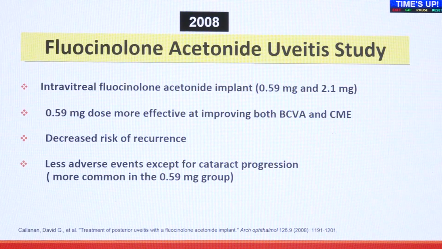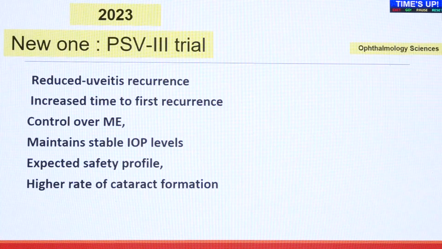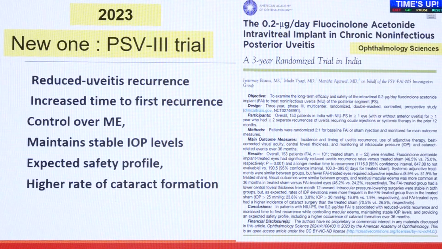The Fluocinolone Acetonide Uveitis Study showed that the intravitreal fluocinolone acetonide implant 0.5 milligram decreased the risk of recurrence, with fewer adverse events than the Retisert. So we participated in the trial; Manisha and myself are co-authors for this study. It was the 0.2 microgram per day fluocinolone acetonide intravitreal implant in chronic non-infectious posterior uveitis, published in Ophthalmology Science 2023.